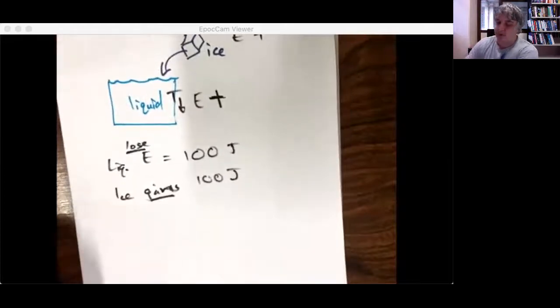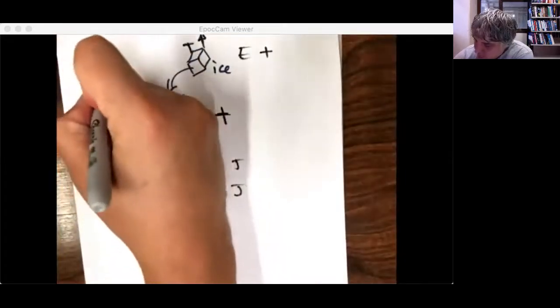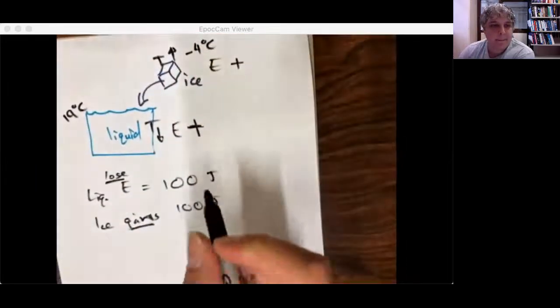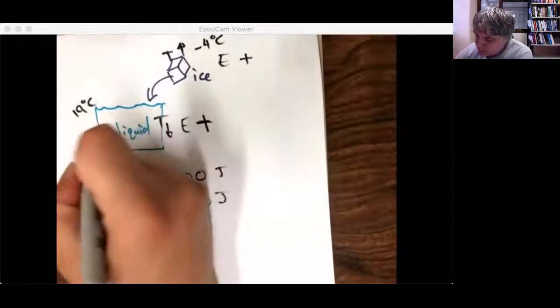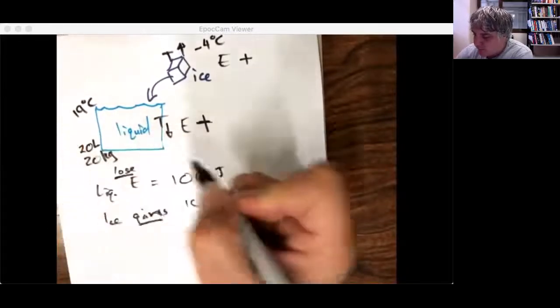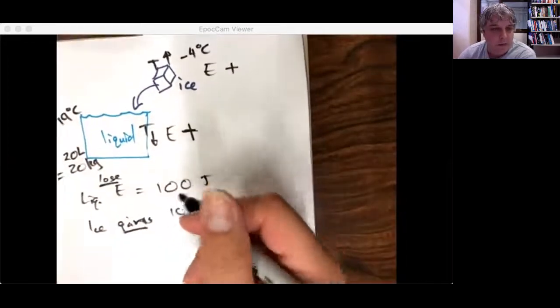Okay, so the actual problem here is the liquid starts at 19 degrees C, and the ice starts at -4 degrees C. And we've got 20 litres of water, which we know is 20 kilograms, because liquid water is 1 kilogram per litre.